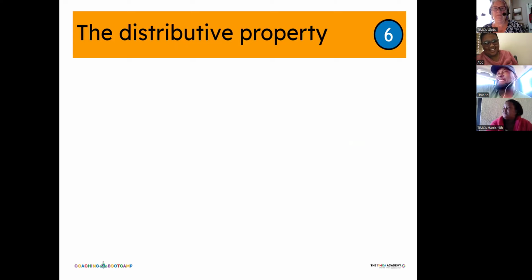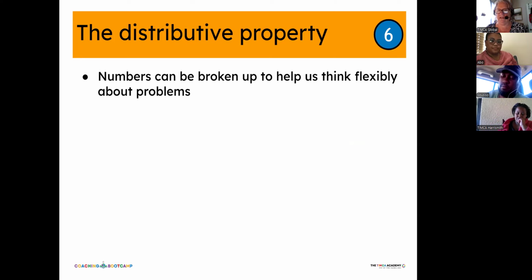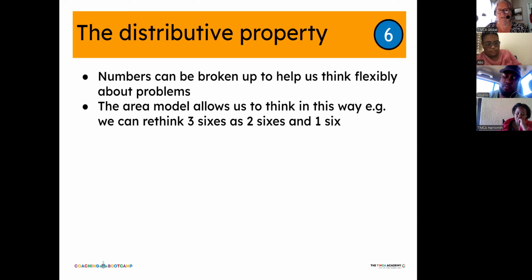All right. So what we've been doing here is called the distributive property. It's another mathematical concept that allows us to take a number like 16 and to break it into bits that help us to work with it easier. It helps us to distribute it across things. So numbers can be broken up to help us think flexibly about problems. And the area model allows us to think in this way. It allows us to break things up, and we can see the breakups in the model and represent it.